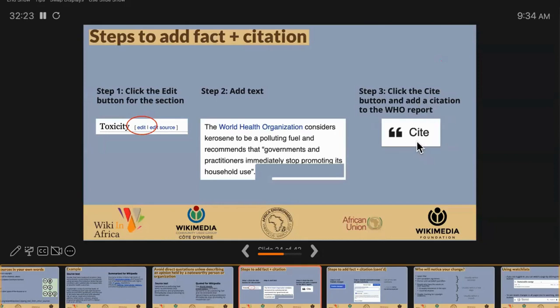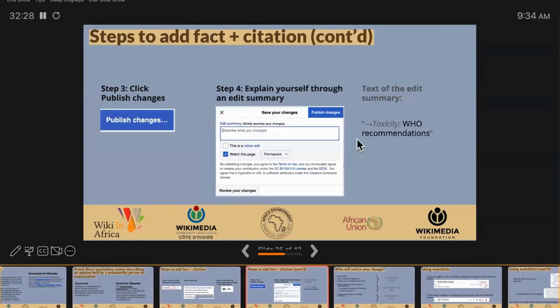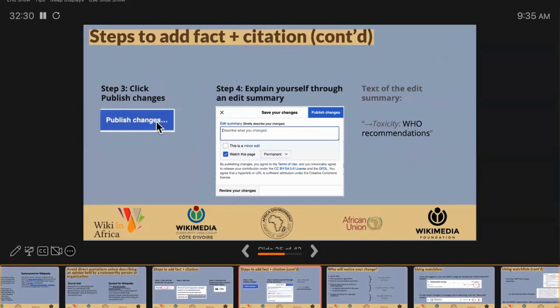You'll have a cite button, okay, to add a citation to a report. And then when you click the publish changes button, you'll have a chance to explain yourself through an edit summary. The edit summary is something that we often don't cover a lot in training, but it's in documentation about Wikipedia, and this is a really, really important step: explaining why you made the edit. What's in your edit? Why do you think it's a good idea? This is really your chance to sell your change to other people, okay?